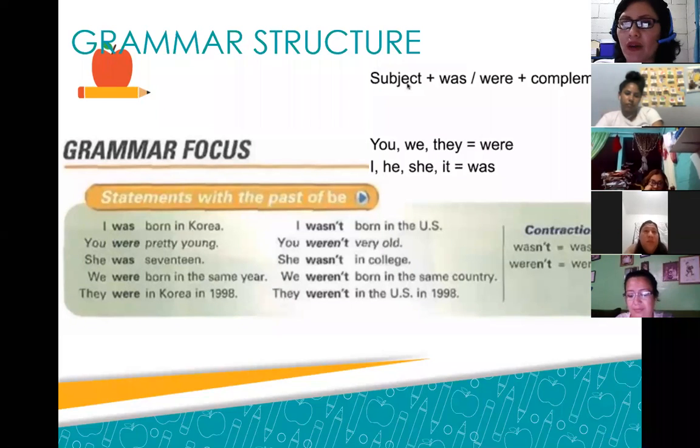Acá, espérenme, voy a abrir un marcador, aquí está. Ok, está por ahí, Saraí.